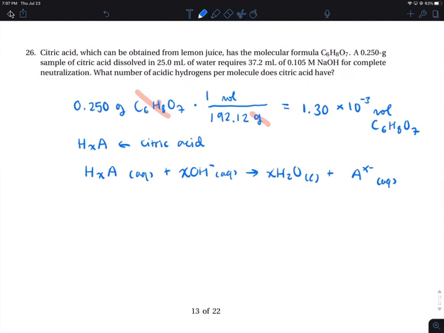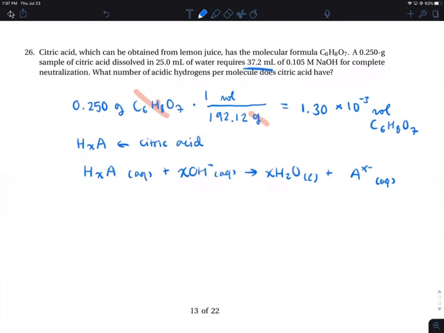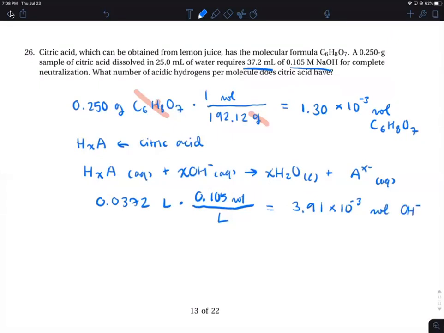To find the moles of OH minus reacted, we can convert 37.2 milliliters into liters, so that's 0.0372 liters. And then we have the molarity, so it's going to be 0.105 moles of OH minus per each liter, because there's a 1-to-1 ratio. If we multiply that out, we should get 3.91 times 10 to the minus 3 moles of OH minus.